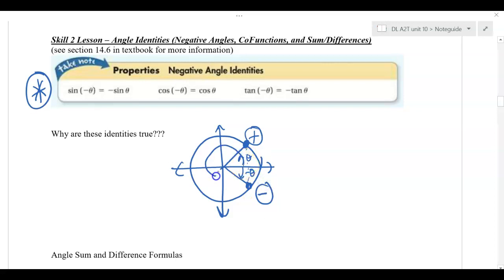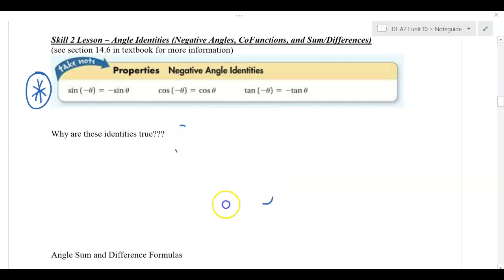If your angle went further, like all the way over to here, then when you plotted the opposite, it would go all the way over here. And now this one would have a negative sine value, this one would have a positive. So the angles have opposite sine values. So that's what this is saying here. If you use the negative angle instead of the positive one, you're going to get the opposite value of the sine.